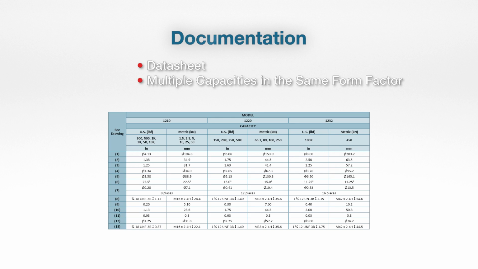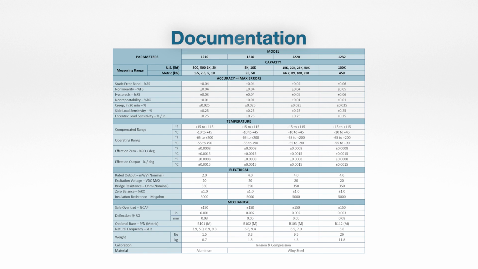And you can see as we jump over to the 1220 now, we've got different capacities for that form factor. And then as we move over to the 1232, that's going to be for our 100K size. So, also on the data sheet, you'll be able to see performance data, as well as expected output, such as our 2.0 nominal, 2.0 or 4.0 on the majority of our capacities, millivolt per volt nominal output on there. Max excitation, that's also a good one to pick up on the data sheet, and also kind of what to expect as far as the zero balance goes. We're going to talk a little bit later about why that may be important to note.